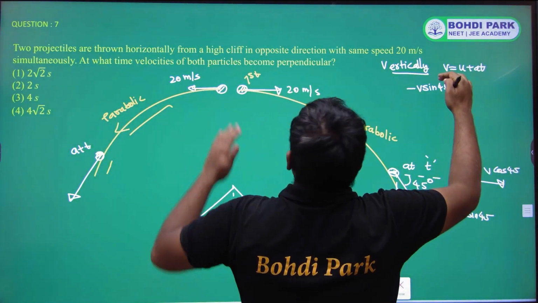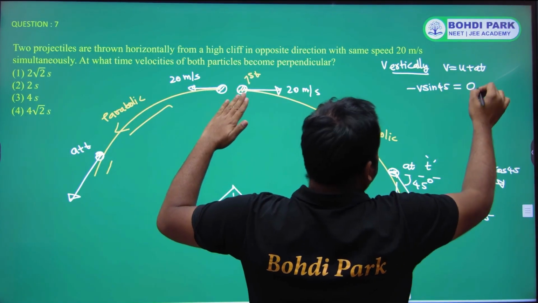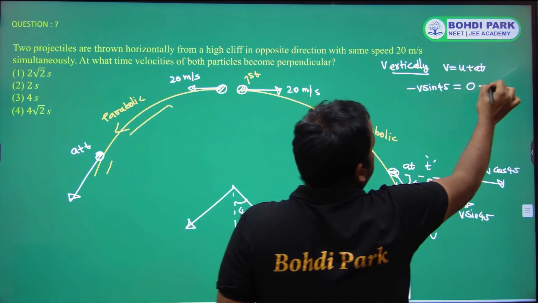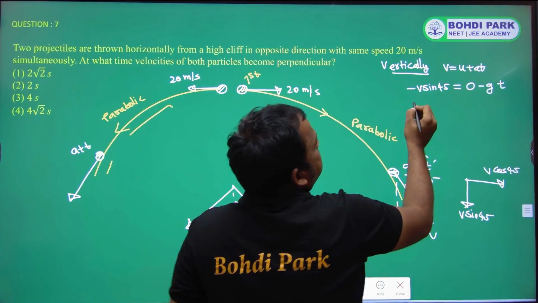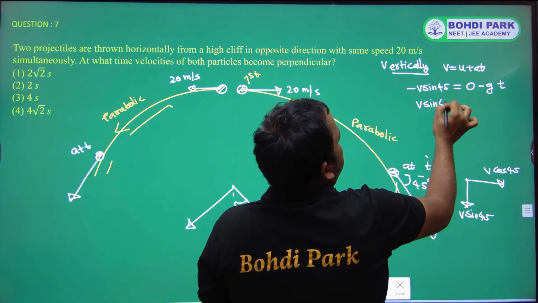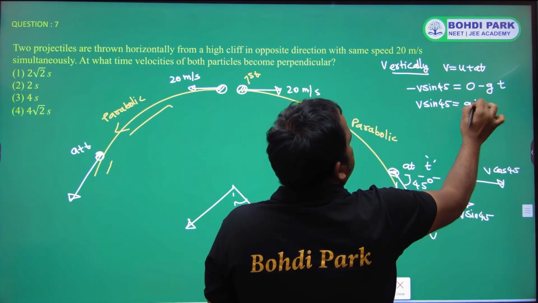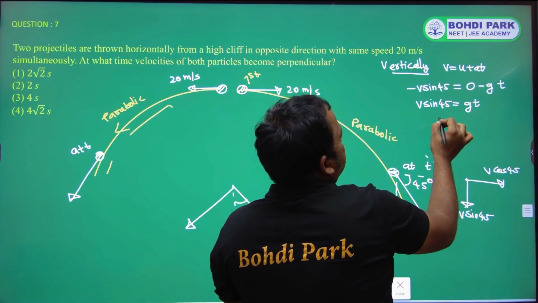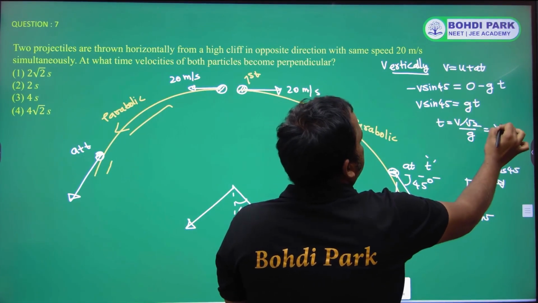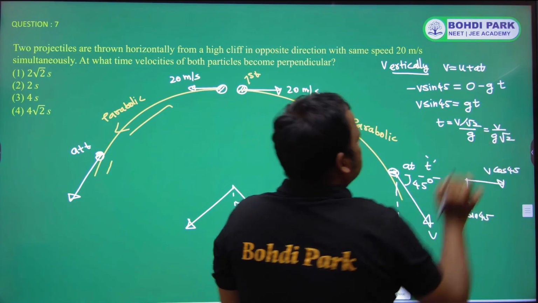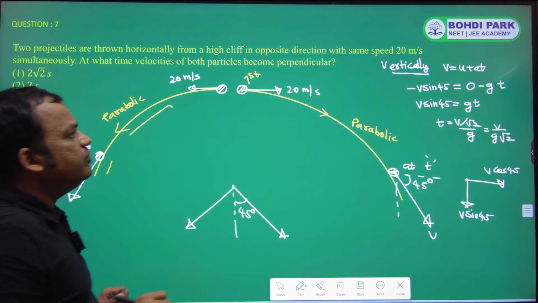U is vertically U is 0, A is minus G, and this is T. So this is V sin 45 is equal to GT. So T is equal to V by root 2 by G or V by G root 2. Clear? Now how to find V?